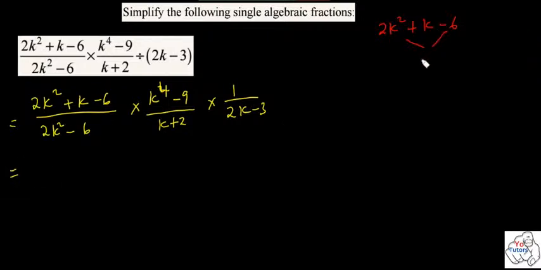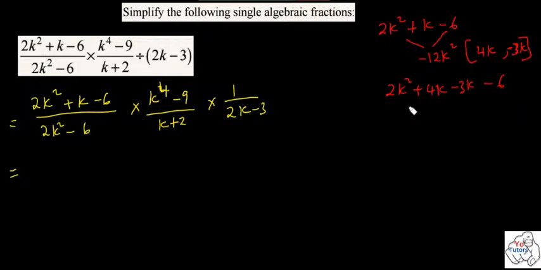This is negative 12k squared. Then your two values that multiply to this are 4k and 3k. Now with 4k and 3k, what should be negative? The smaller value, so negative 3k. So it's going to be 2k squared plus 4k minus 3k minus 6. Then here, what are we going to do? We're going to look at the two here.